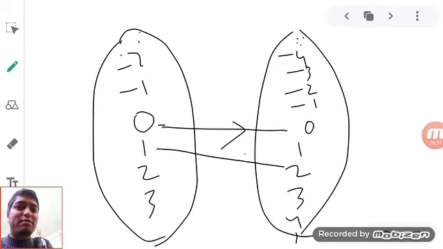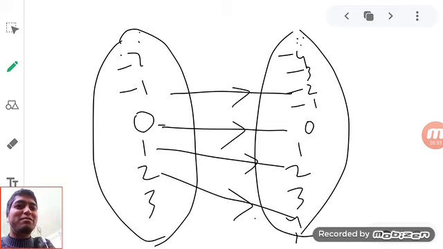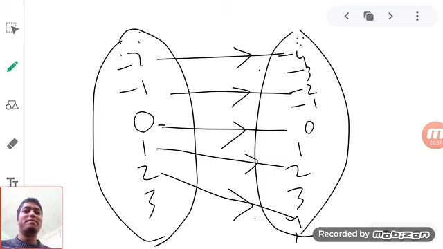1, it is sent to 2. 2, it is sent to 4. Minus 1 is sent to minus 2. Minus 2 is sent to minus 4. So this is a function. It is a function, and similarly 3 is sent to 6. Minus 3 is sent to minus 6, and so on.